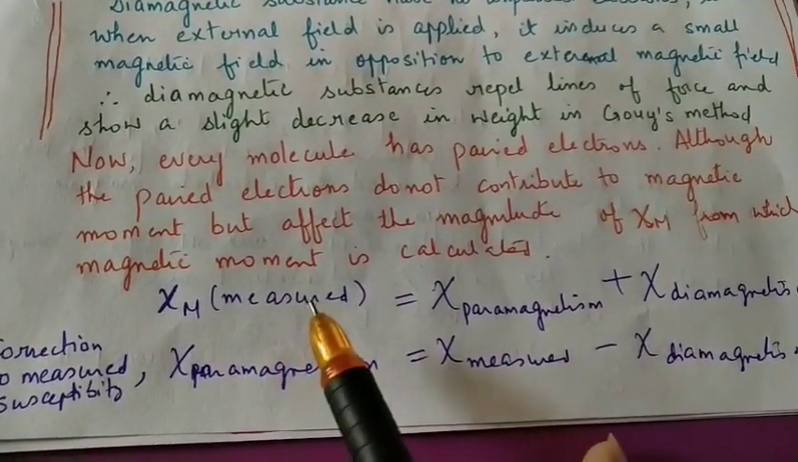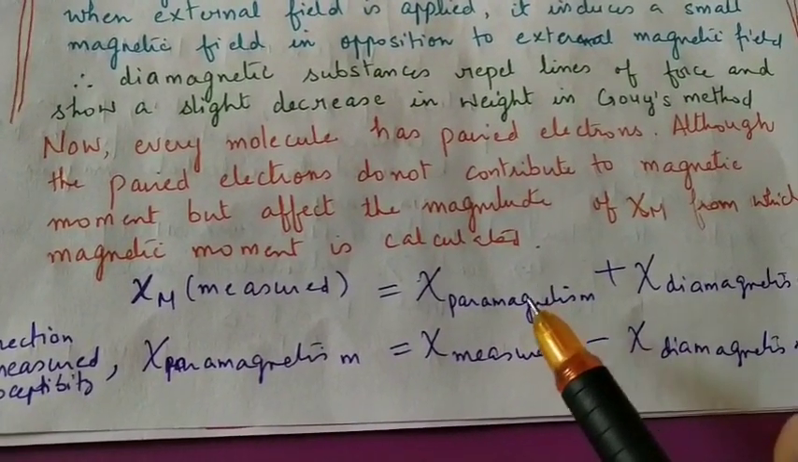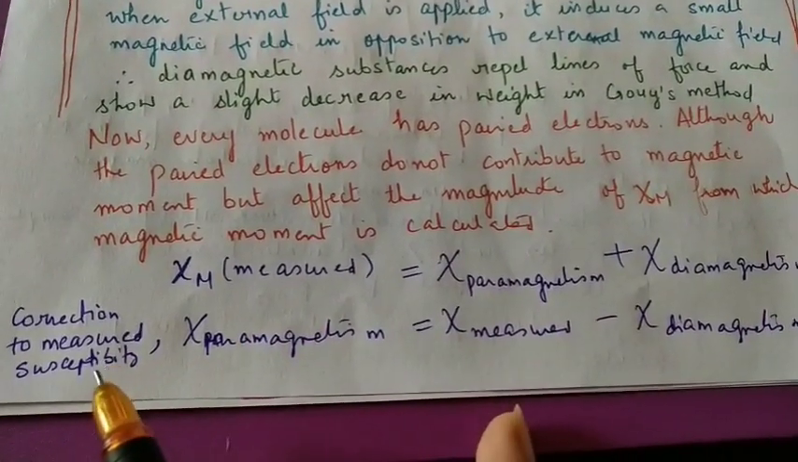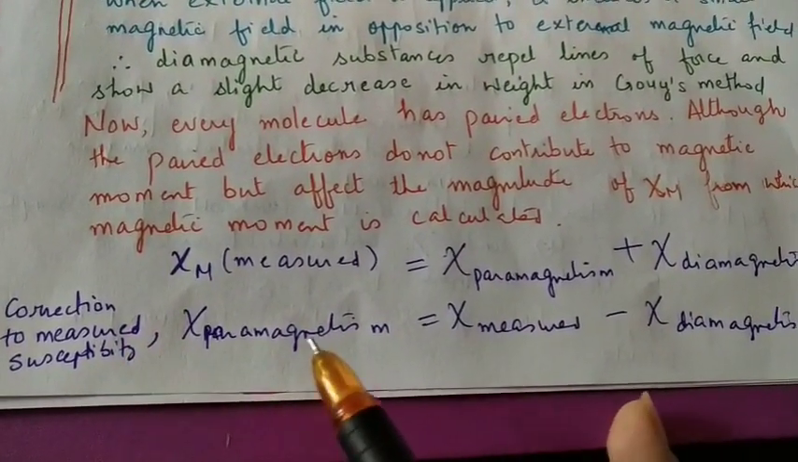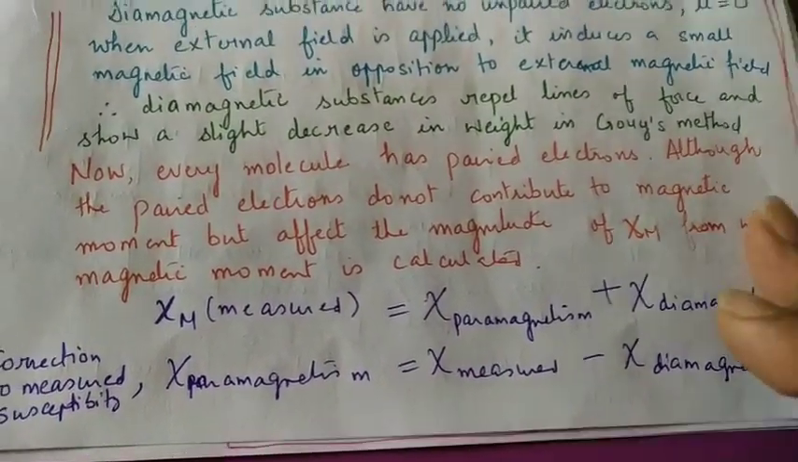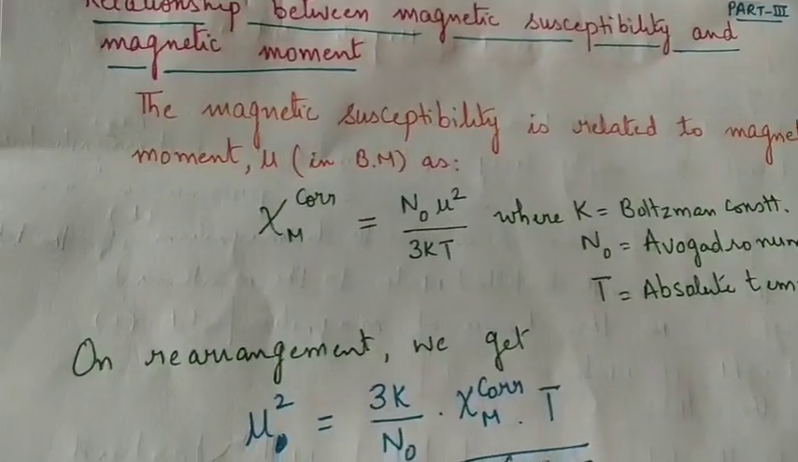So the measured susceptibility is the sum of the susceptibility from the paramagnetism plus that of the diamagnetism. So the correction applied to this measured susceptibility will be equal to X measured, the measured susceptibility, minus that of the diamagnetism. Now come to the expression, how it is related.